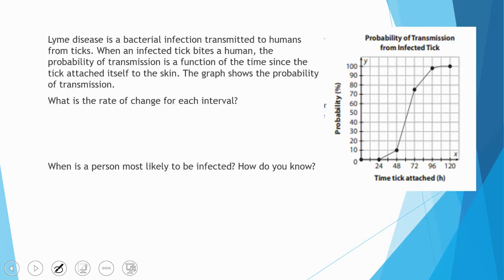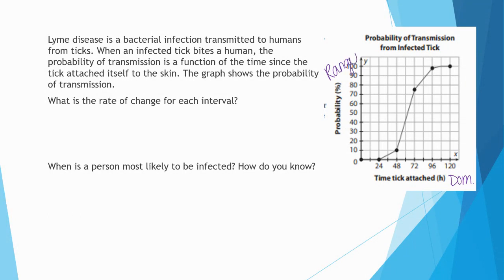All right, so we've got a situation here. Lyme disease is a bacterial infection transmitted to humans from ticks. Gross. When an infected tick bites a human, the probability of transmission is a function of the time since the tick attached itself to the skin. The graph shows the probability of transmission. So looking at this graph, time is my domain. That's my X value. The probability of getting Lyme disease is my range.